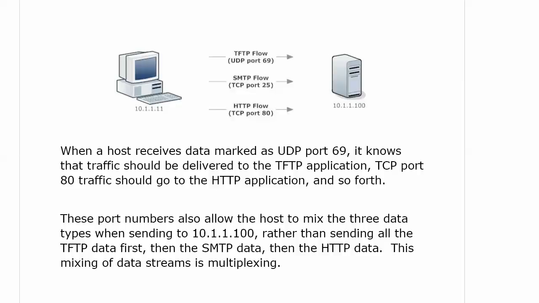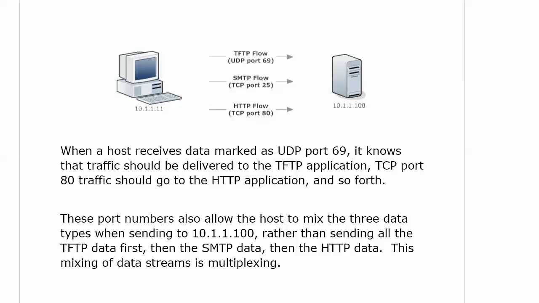Now these port numbers also allow the sending host to mix the three data types, because what would happen if we didn't have these port numbers and the data was all mixed up? Then the recipient gets it and goes, well, I don't know what this is, I don't know what this is. It doesn't sound like very efficient networking to me. We want our sender to be able to mix the data as it's being sent out. We would never want to tell the host, okay, send all TFTP data first. If there isn't any of that, send the SMTP data. If there isn't any of that, send the HTTP data.